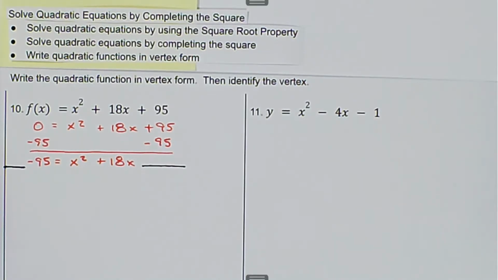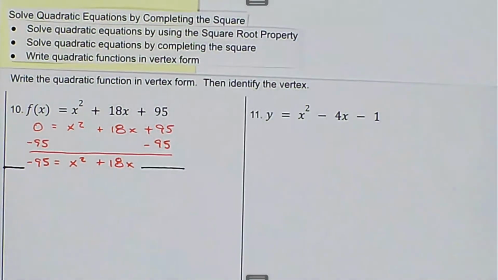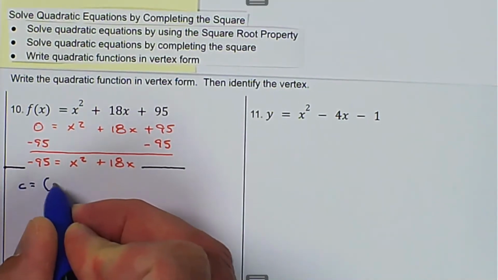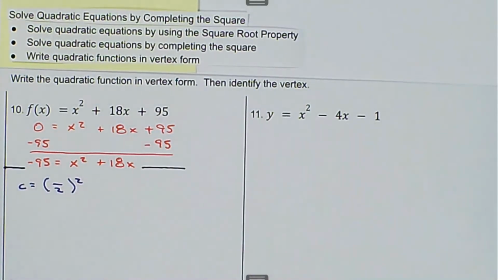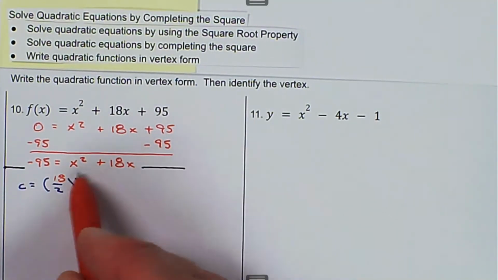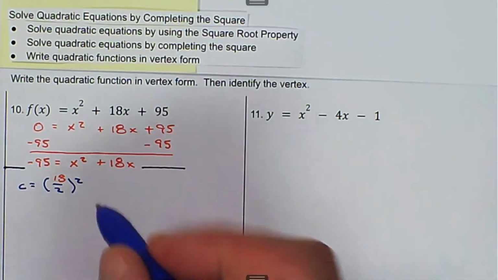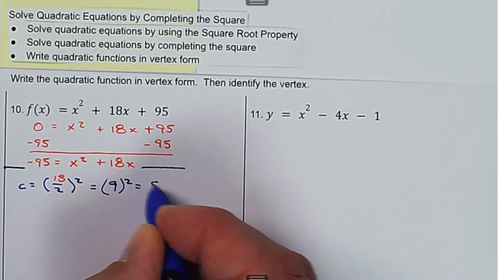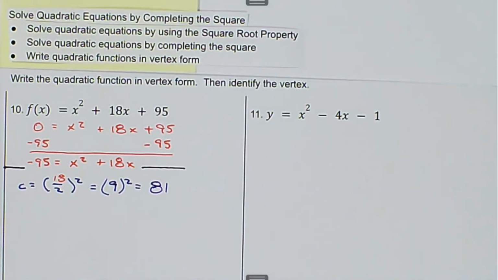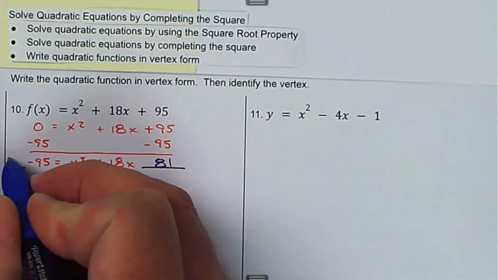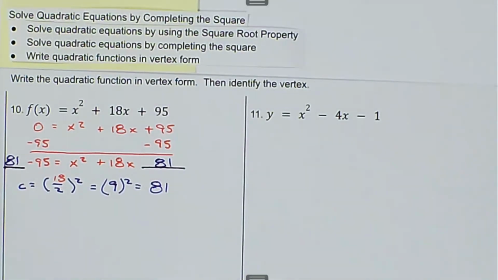In order to figure out what that c value is, we do the same thing that we've been doing. We take our b value and divide it by 2 and square it. So c is going to be equal to the b value divided by 2 and then squared. In this case, our b value is 18. 18 divided by 2 is equal to 9, and 9 squared is equal to 81. So in this case, we're going to add 81 to both sides of the equation.